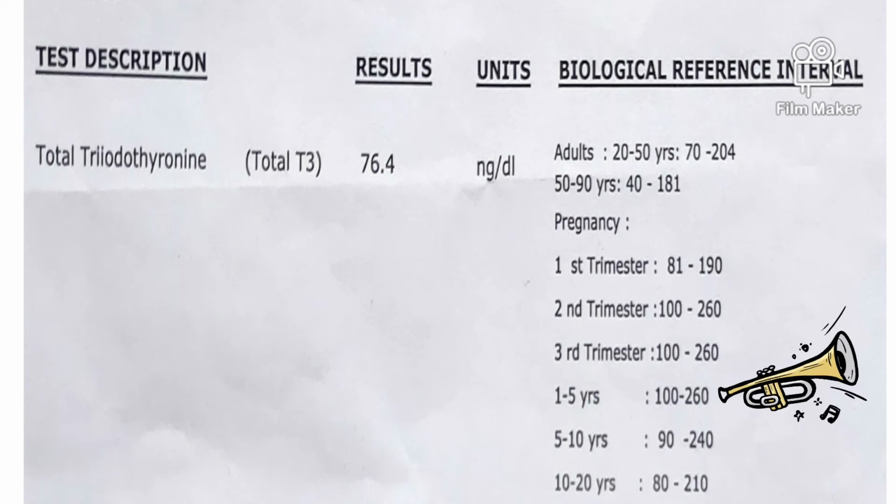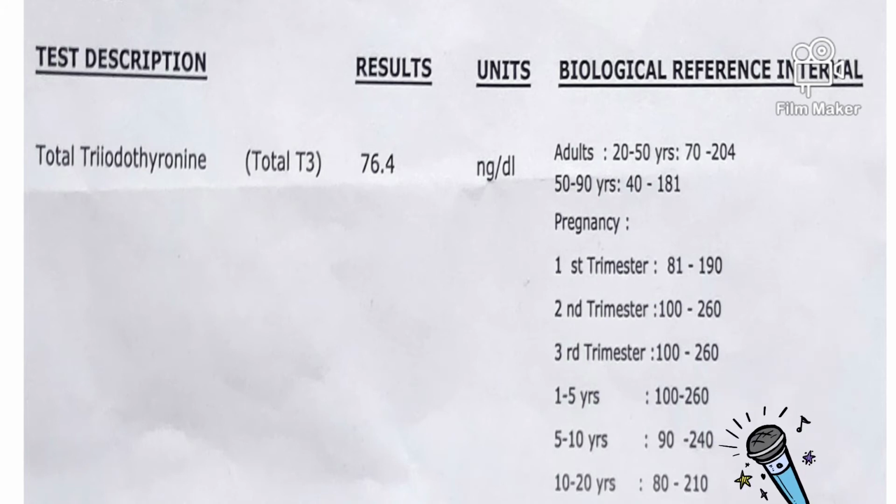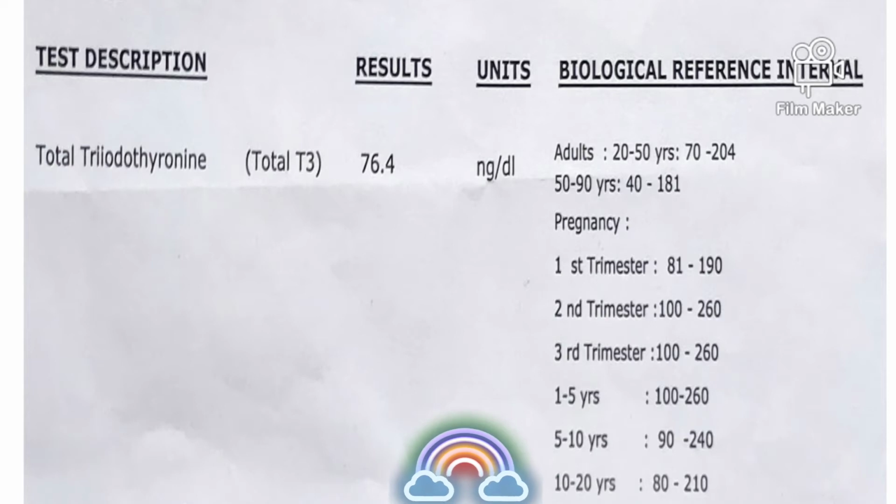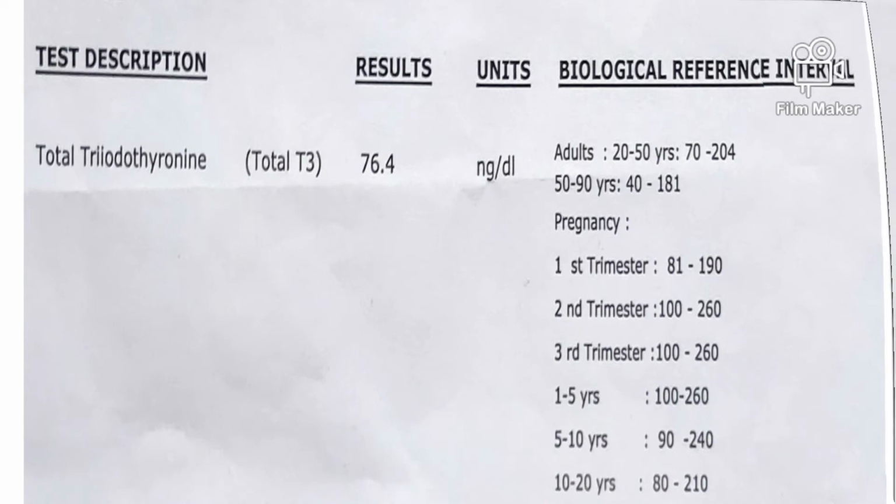And in children, 1 to 5 years old, the T3 levels are 100 to 260 nanograms per deciliter. For 5 to 10 years children, T3 levels are 90 to 240 nanograms per deciliter. And for children in the age group of 10 to 20 years, the T3 levels are 80 to 210 nanograms per deciliter. This is all about the T3 levels and their normal values according to the age group.